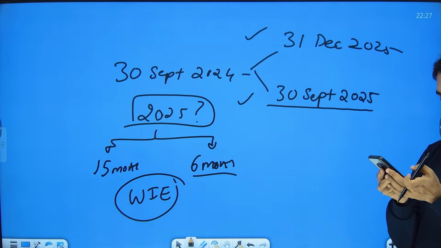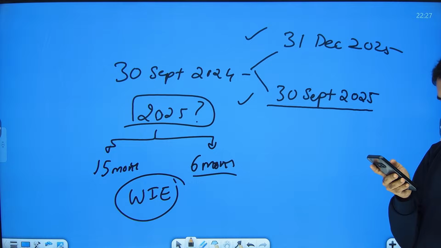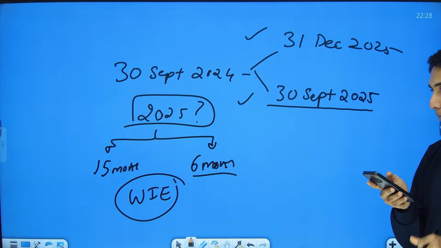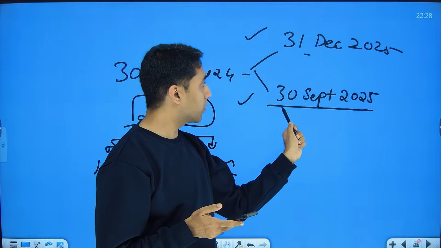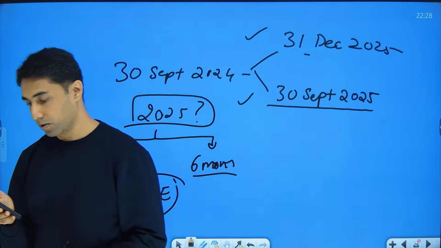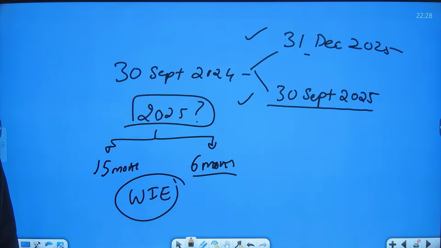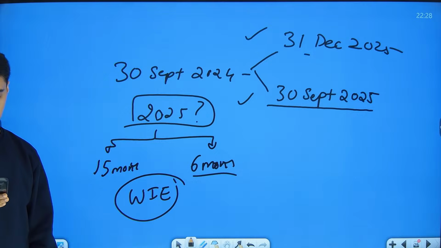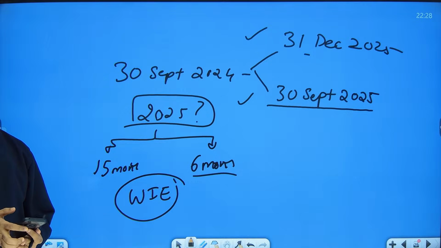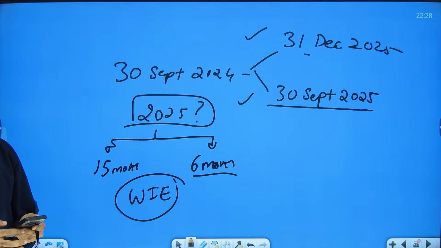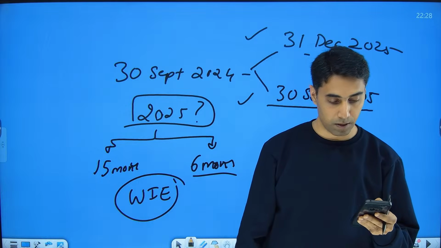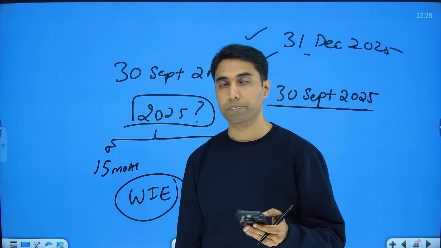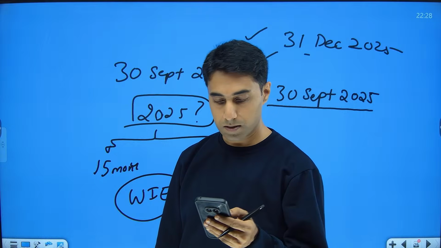Which one? Let me know. There are two options. Is it 31st December or 30th September 2025? When should I hold the AGM? Yes, there could be a lag between what I am saying and you people hearing. Yes, tell the answer.